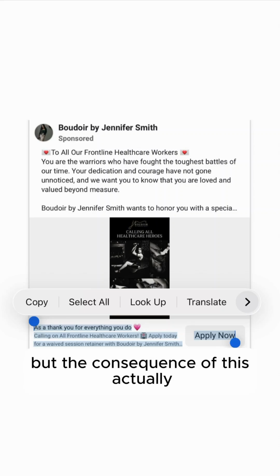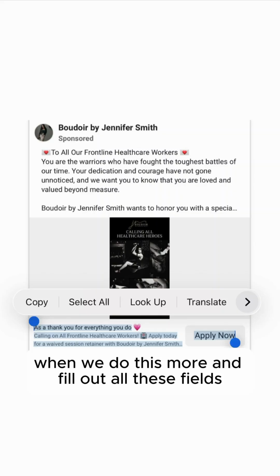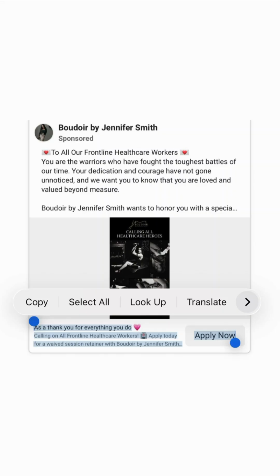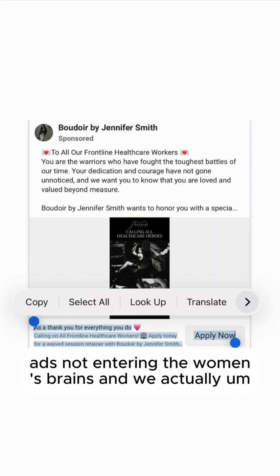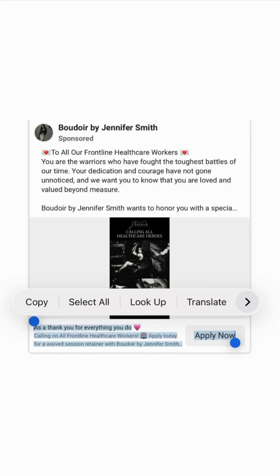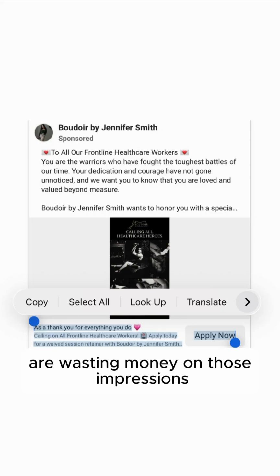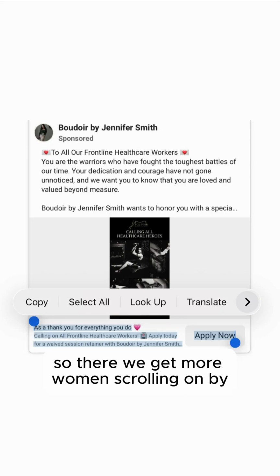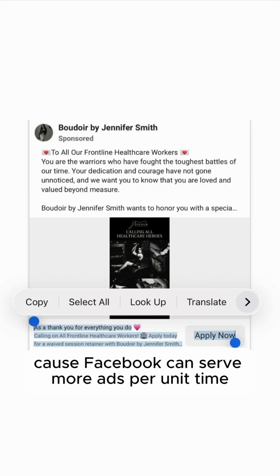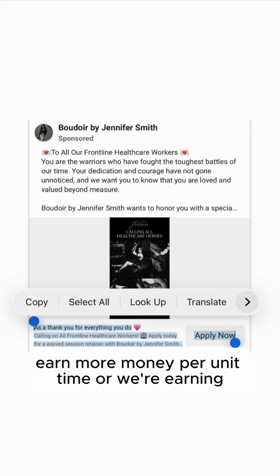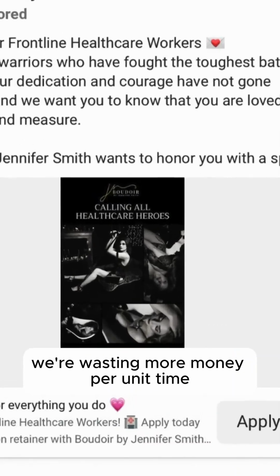But the consequence of this, when we fill out all these fields, is that more women are actually scrolling by our Boudoir Facebook ads, not clicking anywhere, ads not entering the women's brains, and we're wasting money on those impressions. So we get more women scrolling on by, fewer women clicking on our ad. And Facebook actually loves this because Facebook can serve more ads per unit time, earn more money per unit time, where we're wasting more money per unit time.